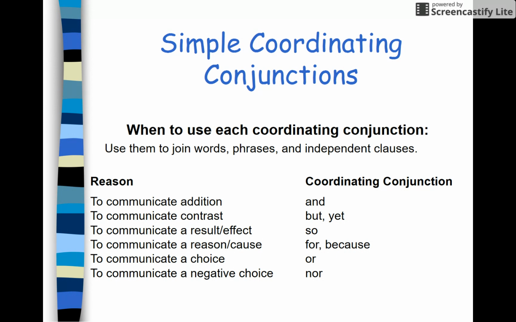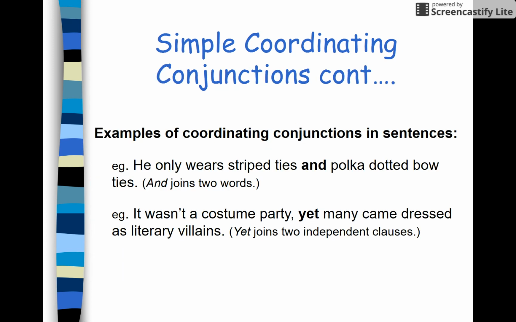Okay, to mark addition, you'd use and. I went to the park and I had an ice cream and I played on the swing. To indicate contrast, one thing but another thing, or one thing yet another thing. To communicate a result or effect, we say one thing happened, so this was the result, for example. To indicate a reason or a cause, we use for or because, or nor to indicate choices or negative choices. So here's some examples. He only wears striped ties and polka dotted bow ties. It wasn't a costume party, yet many came dressed as literary villains.